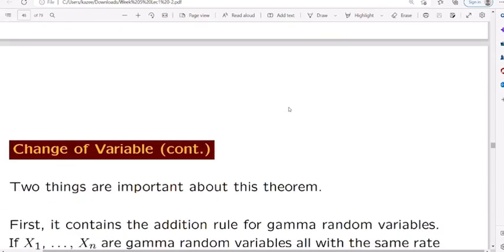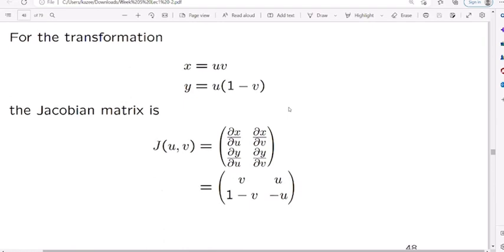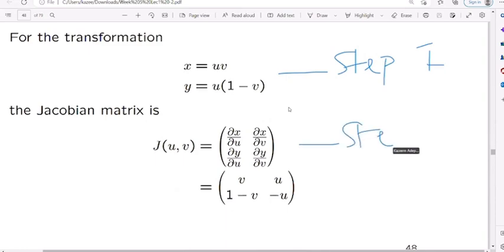Now let me go back to what I was doing. We're already at step 1, and setting up the Jacobian is step 2. If your step 1 is wrong, your step 2 is going to be wrong. Please take note. Your step 1 is to express x and y, the old variables, in terms of the new variables. Now you're going to come to the Jacobian.